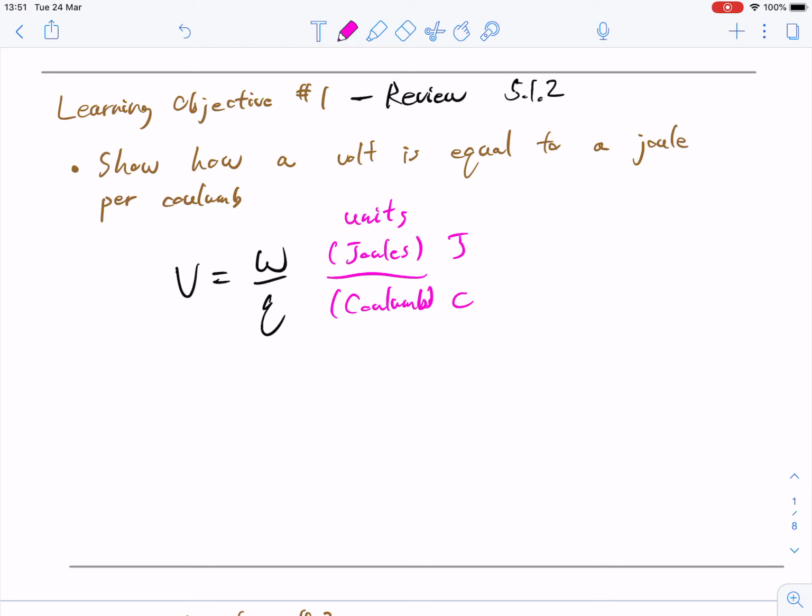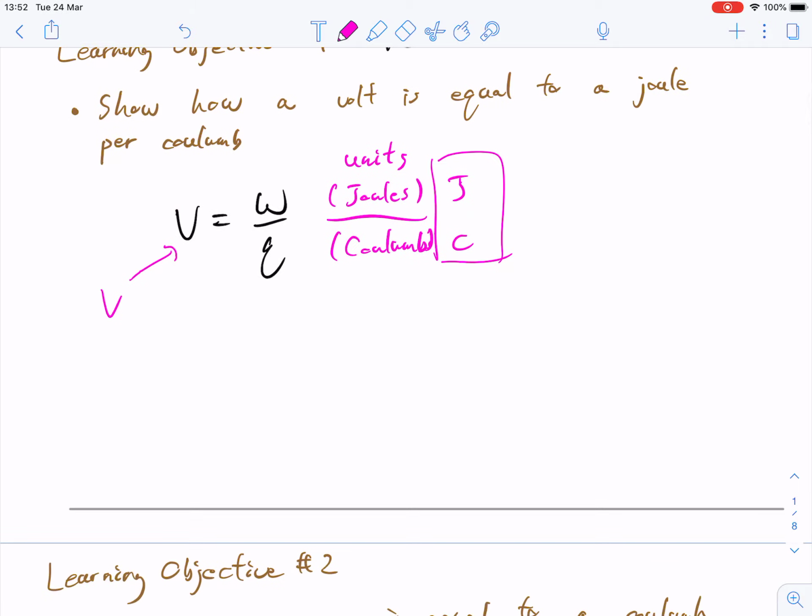And it asks us to show how a volt is equal to a joule per coulomb. So we already know that a volt is equal to the work per unit charge. And so the unit for voltage, or potential difference, or potential energy, is joules per coulomb. Okay, so that's essentially what we're really talking about there, right? So electric potential at a particular location.